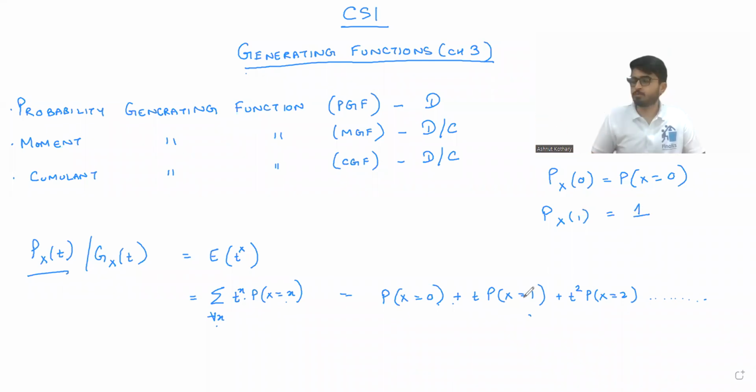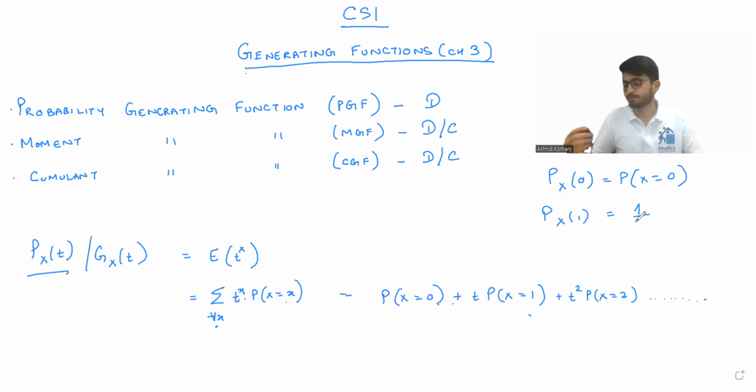Note, I have expanded it to try to make you all understand. Another way to understand this is to just look at the summation form, and one method might be easier than the other. Let's say when I put t equal to 1 over here, 1 to the power x for all values of x is nothing but 1. So we are left with the summation of probability x equal to x for all values of x, which is nothing but 1.